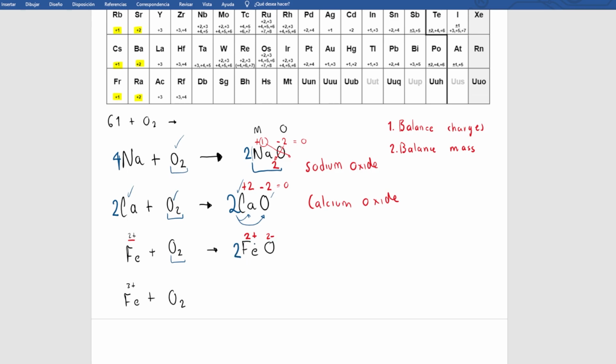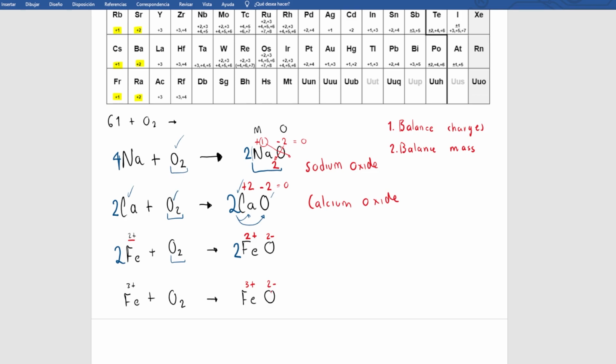Now we have 2 oxygens, but iron we have 2 on the right and only 1 on the left. So what we do is to put number 2, and we have 2 irons and 2 oxygens. But what is the name of that? Let's try to do this one here first, and then we will say the answer. So in this case, we will have the same, but now let's check the charges. Iron has a 3+ charge, and oxygen is a 2-.